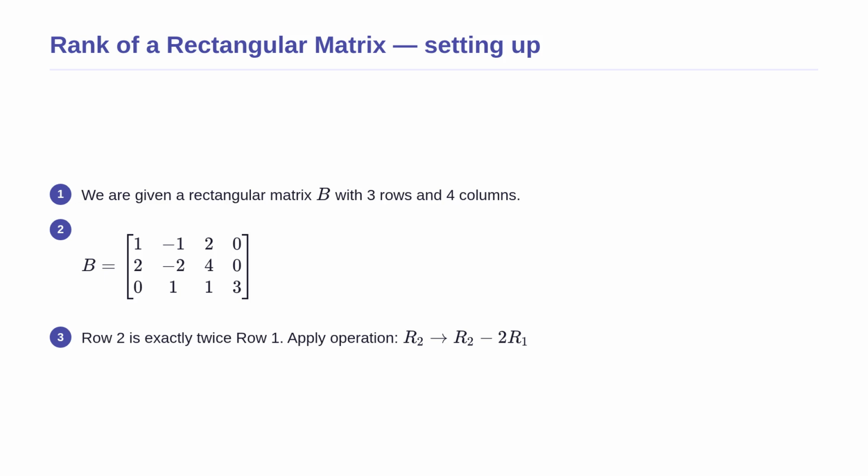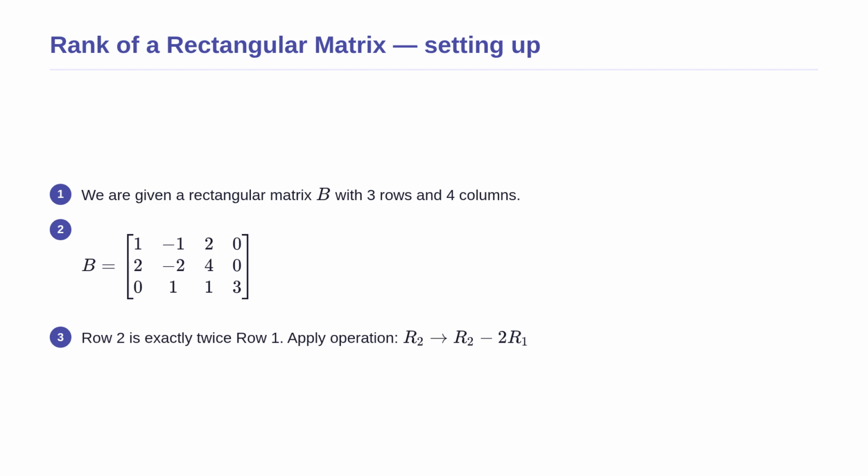Now let us tackle a rectangular matrix, which has a different number of rows and columns. Here is matrix B with 3 rows and 4 columns. According to our earlier rule, the maximum possible rank is 3, the smaller dimension. Before doing complex math, we inspect the rows.